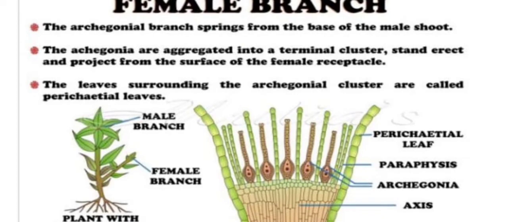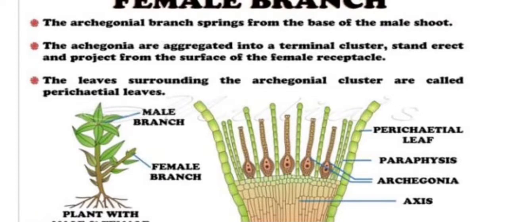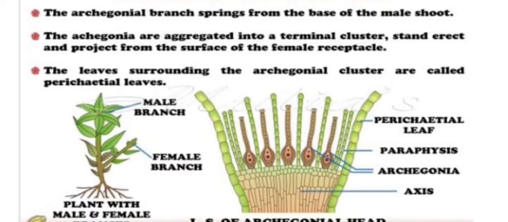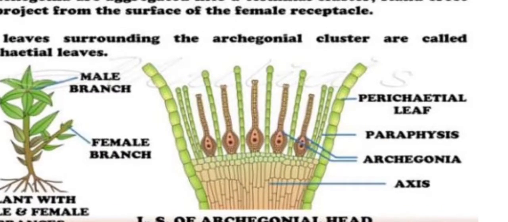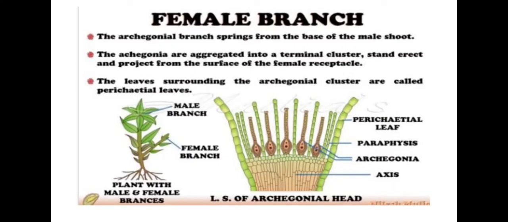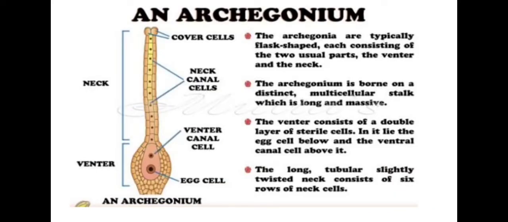Next is the female branch. The archegonial branch springs from the base of the male shoot. The archegonia are aggregated into a terminal cluster, stand erect and project from the surface of the female receptacle. The leaves surrounding the archegonial cluster are called perichaetal leaves. You can see here, perichaetal leaves help in protection, along with paraphyses, archegonia and the axis which is called the receptacle. And a mature archegonium consists of cover cell, neck canal cell, venter canal cell and egg.